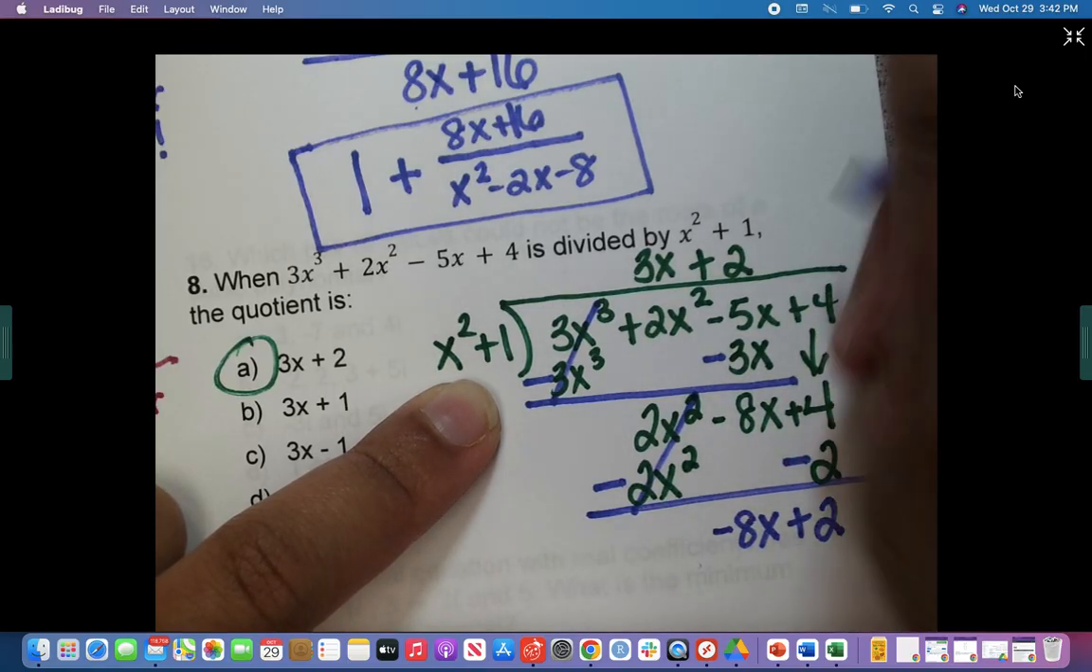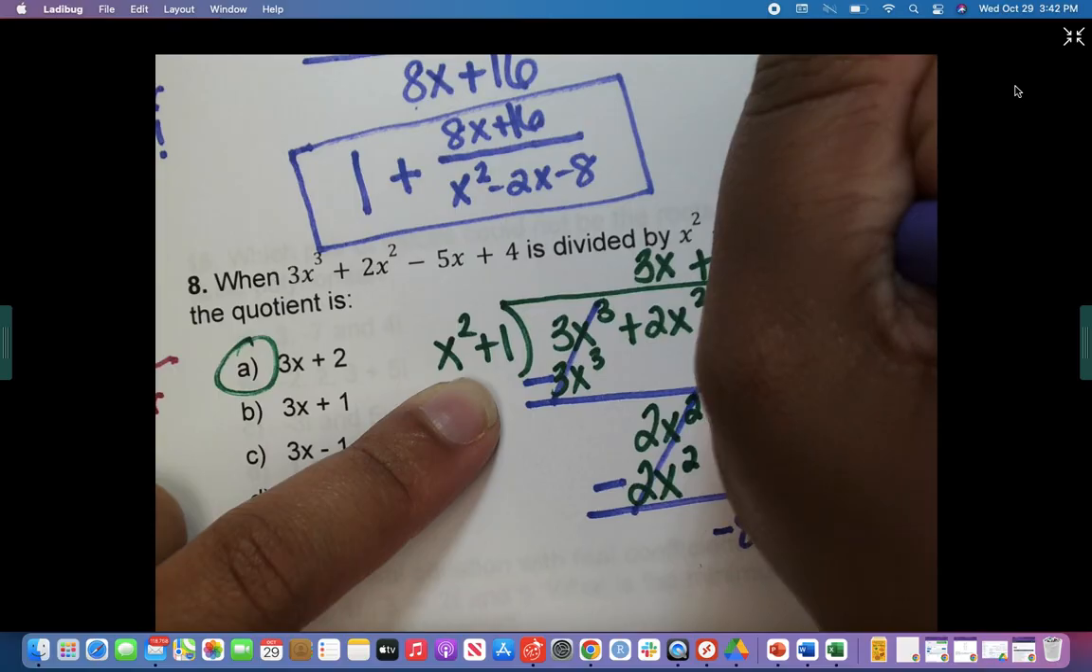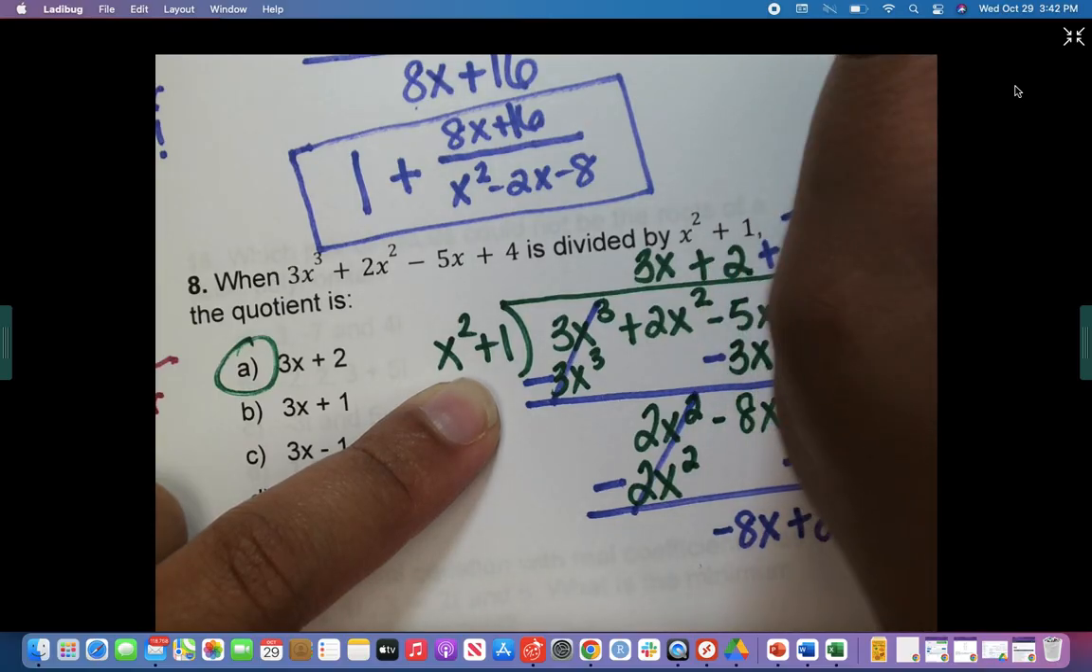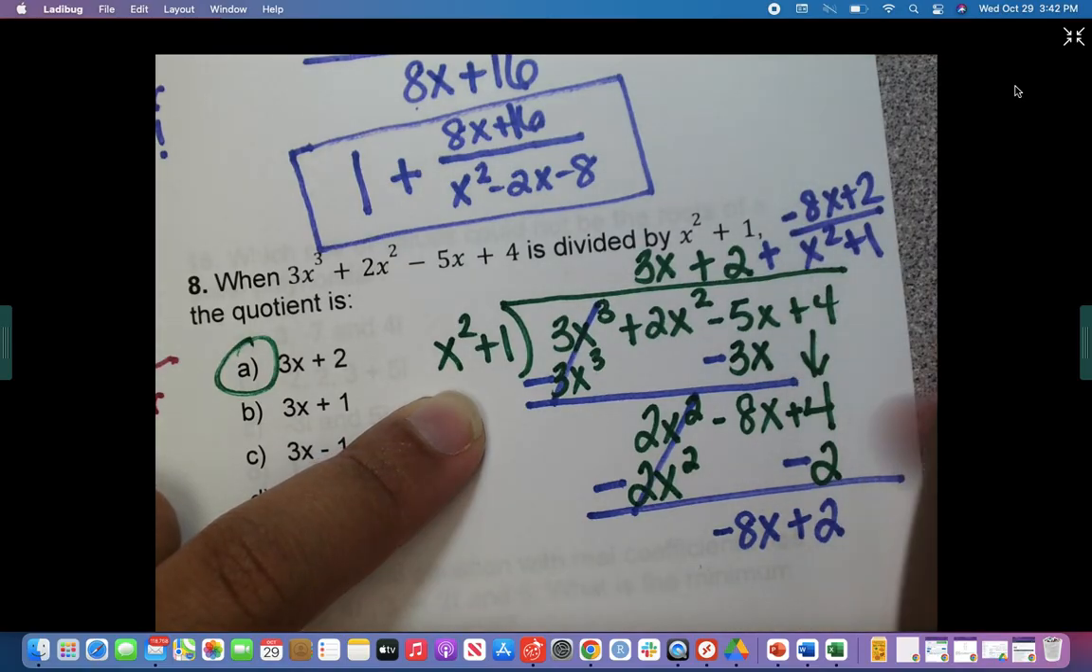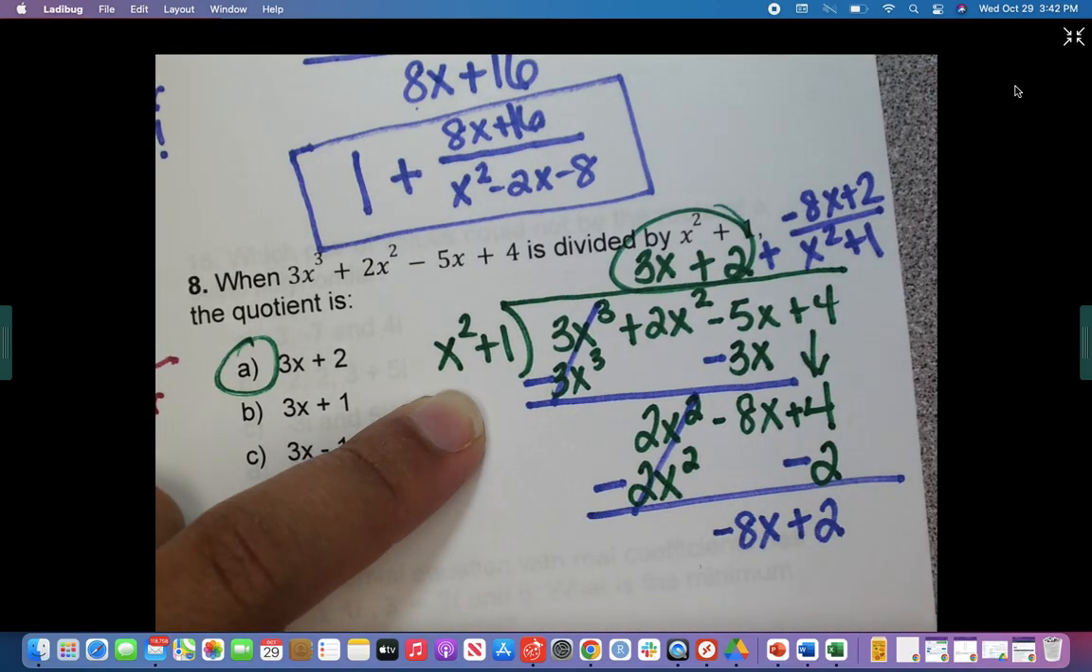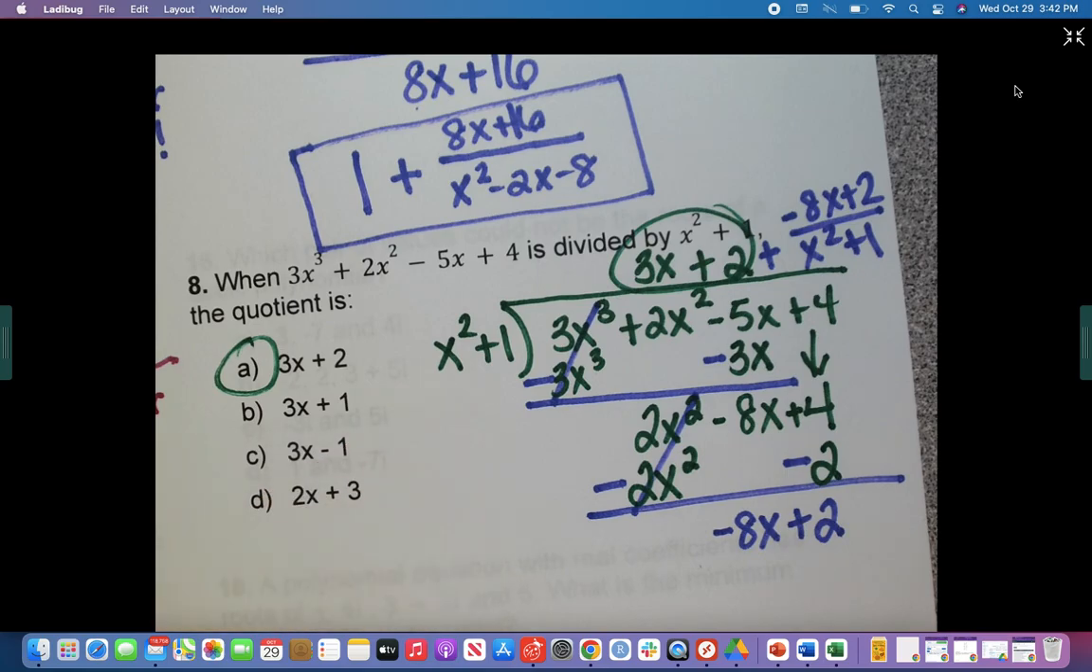So then that would be plus negative 8x plus 2 over x squared plus 1. But all they wanted was the quotient. So the quotient is the part before the remainder. So 3x plus 2. All right, so that's your final answer for number 8.